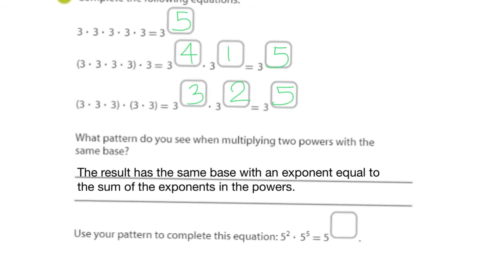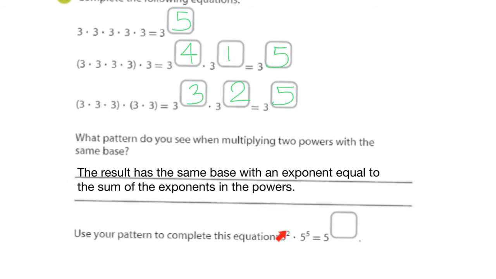Okay, so what pattern do you see when multiplying two powers with the same base? You must have the same base for this to work. The result has the same base, so the 3 has the same base, they're all 3's, with an exponent equal to the sum, that means you added, the sum of the exponents of the powers. So let's use this to solve the problem.